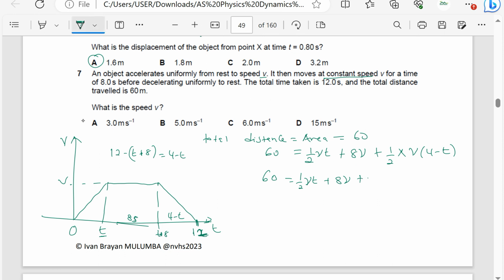So it will be plus 2v, then a half v times t, that is minus a half vt, where this one and this one cancel. So we remain with 10v. So v is equal to 6 meters per second. So the answer is going to be C.